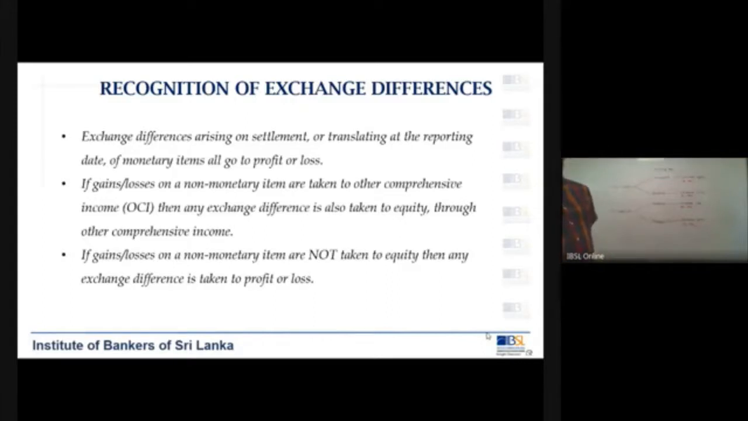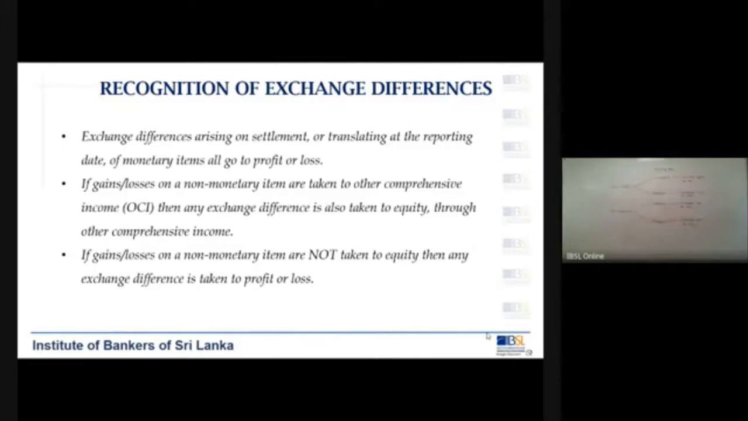Now, what we looked at was what is going into the P&L. But there are instances where the impact of the same is not going into the P&L. Say, for example, we spoke about something known as translation of a foreign operation. So when you translate a foreign operation also, you might get gains and losses in foreign exchange. Those are not taken to the P&L. Those are taken through something called other comprehensive income.